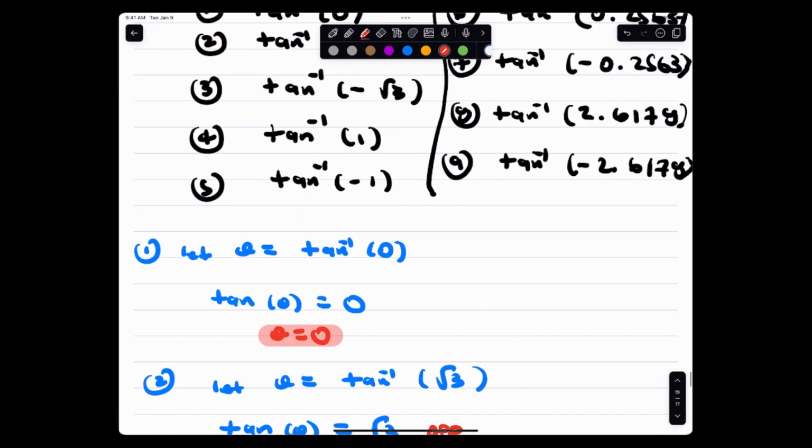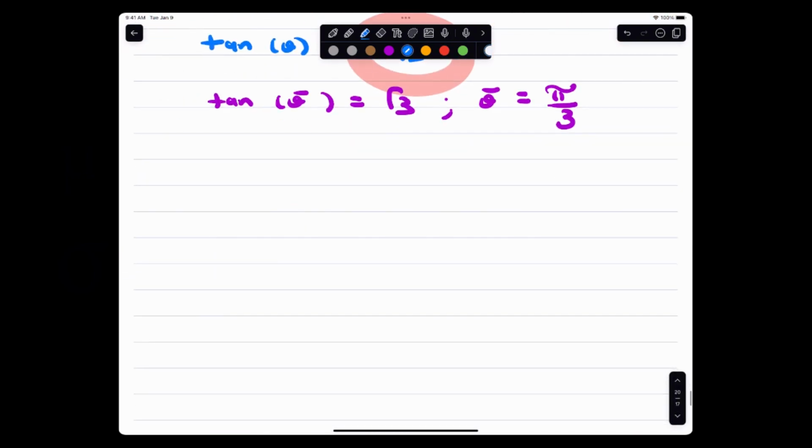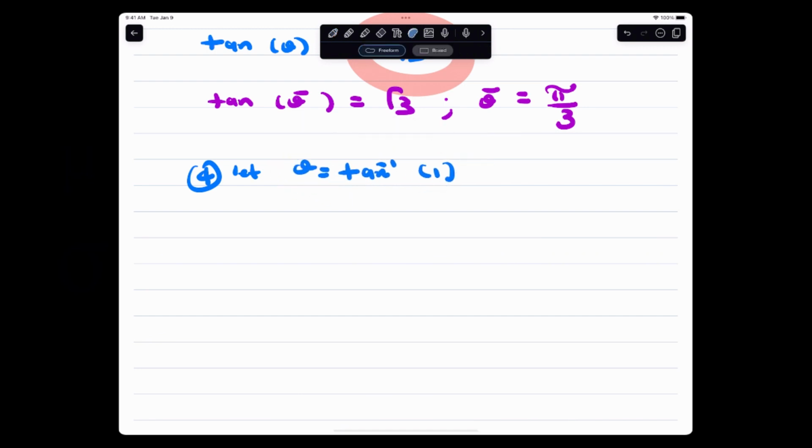Okay, number 4, ladies and gentlemen. Let's look at number 4 here. Number 4 is inverse tangent of 1. So we're going to let theta be inverse tangent of 1. And now that gives us what? Tangent theta equals what? Positive 1.